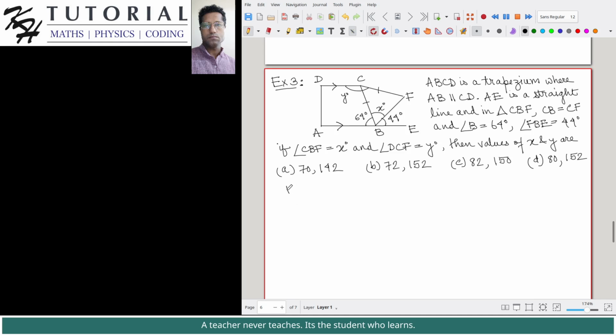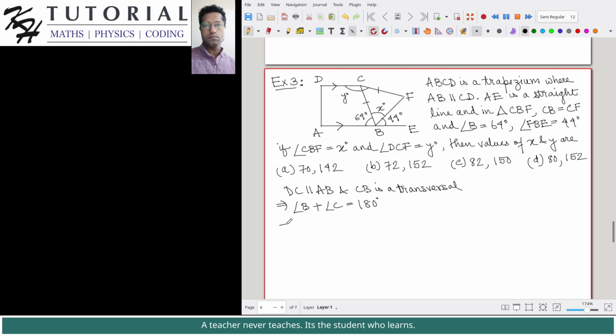So we know that DC is parallel to AB, and CB is a transversal. The side BC is a transversal to the parallel sides DC and AB. So we will have angle B plus angle C equal to 180 degrees. They are supplementary.